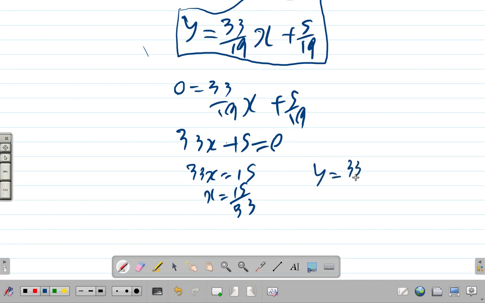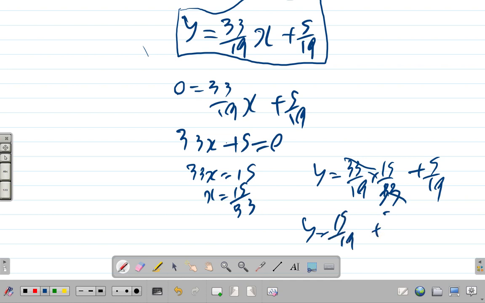y is 33 over 19 times x, but x is 15 over 33. So in this case, 15 over 33 plus 5 divided by 19. So what do you have? 33 will cancel 33. So y is 15 over 19 plus 5 over 19. Right? Now, 15 over 19 plus 5 over 19 would be 20 over 19. Right, so that's a little bit more than 1.